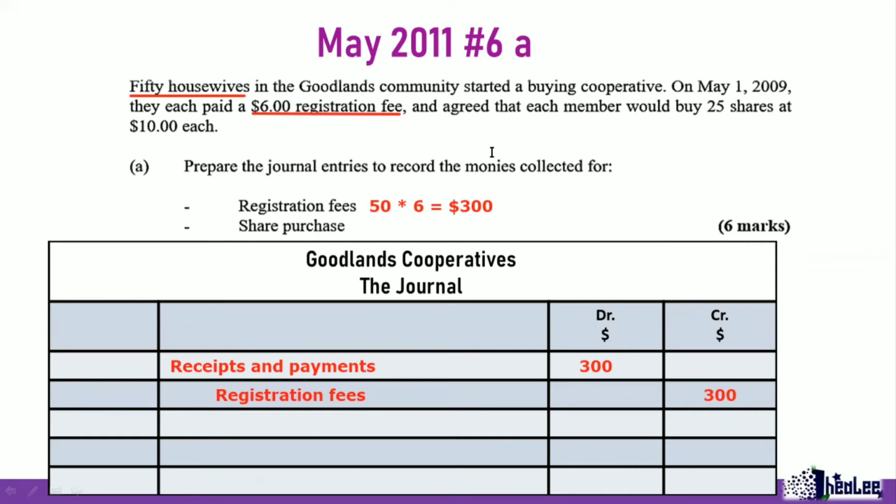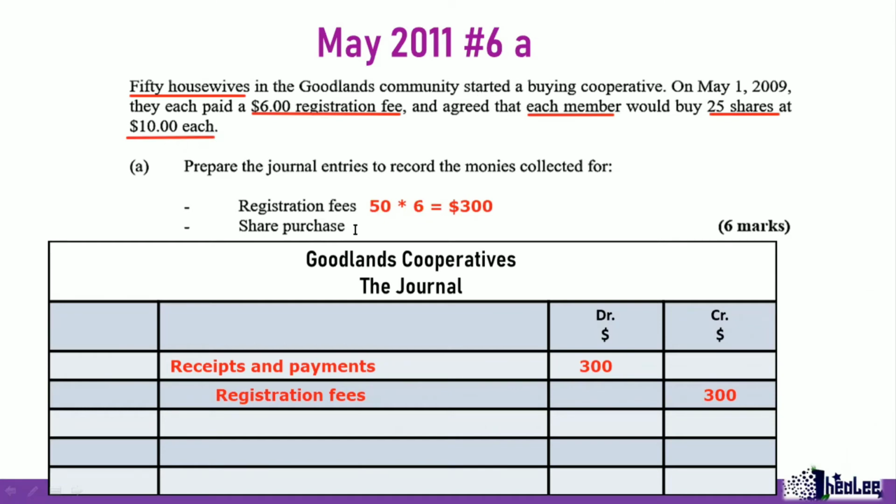So we have completed the journal entries for the registration fees. And now we're going to move into looking at the shares that the members have purchased in the business. Now, there are 50 housewives. It specifically stated that each member would buy 25 shares at a cost of $10 each. So we need to bear all those details in mind in doing our calculation.